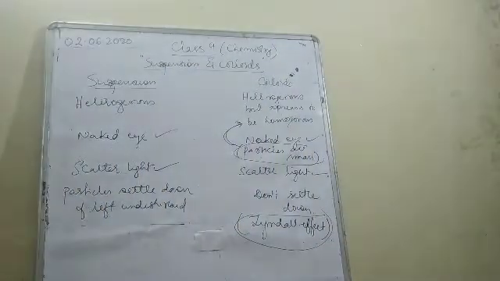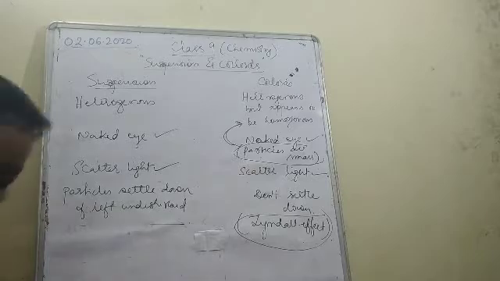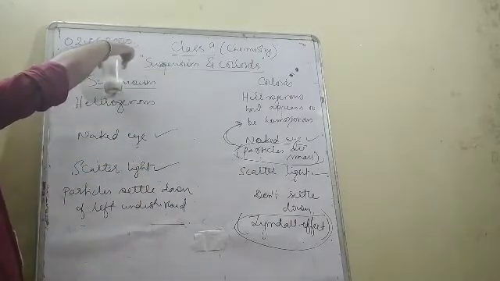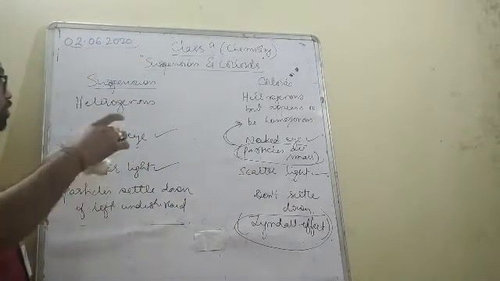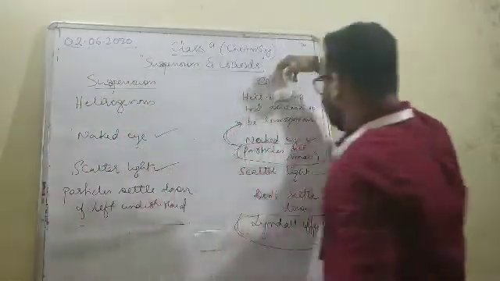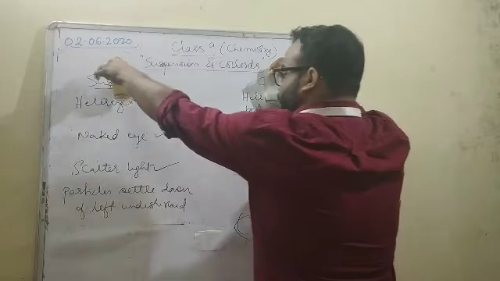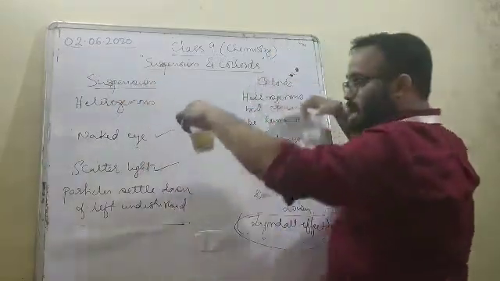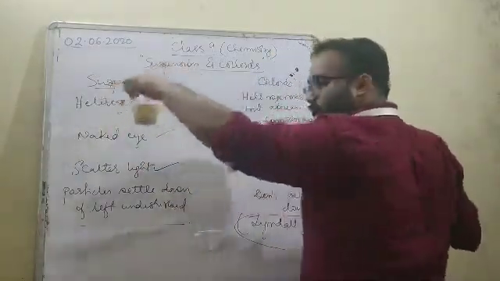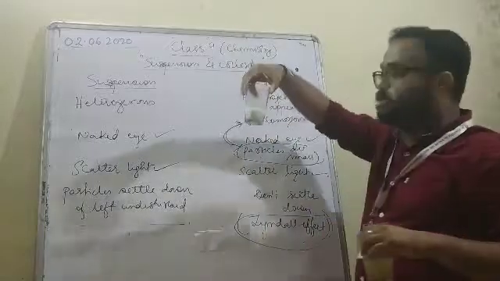So you can see here, the particles are settling down, for example sand or sediment. This is the difference: this is a colloid, it is heterogeneous but appears to be homogeneous, and this is a suspension. Particles of a suspension can be seen with the naked eye, as we have seen, but this one you cannot see with your naked eye.